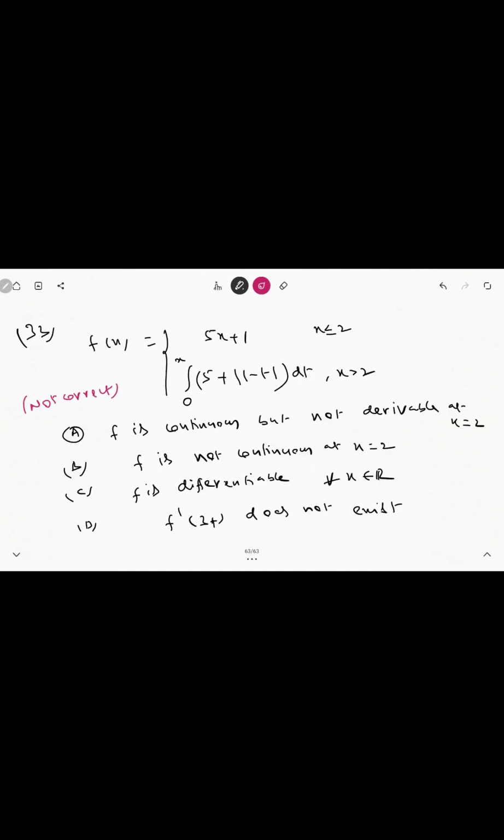Okay, next one, 33rd. f of x is equal to 5x plus 1 for x less than or equal to 2. Next one is the integral 0 to x of 5 plus modulus of 1 minus t dt for x more than 2. Then which of the following is not correct? Multi-correct only, more than 1. So try to solve it.